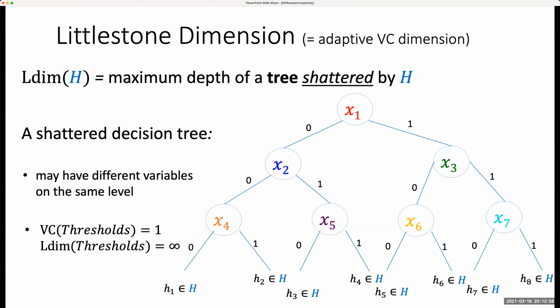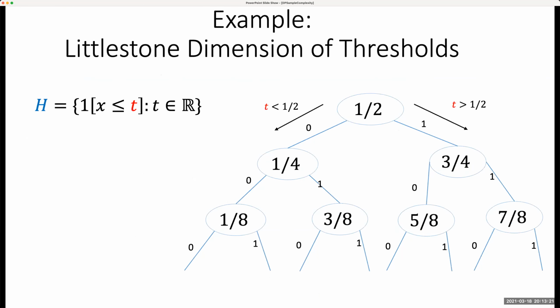And indeed, there are examples like one-dimensional thresholds where the VC dimension is 1, right? You can never see two sign changes. But the Littlestone dimension is unbounded. To see how you can shatter an infinite tree with thresholds, you just consider a binary search process. I'll let you think about it alone. A binary search tree is exactly a tree which is shattered by one-dimensional thresholds. So this tree witnesses that the Littlestone dimension of thresholds is unbounded, but we know that the VC dimension is just 1.